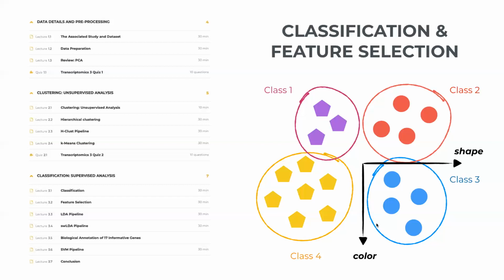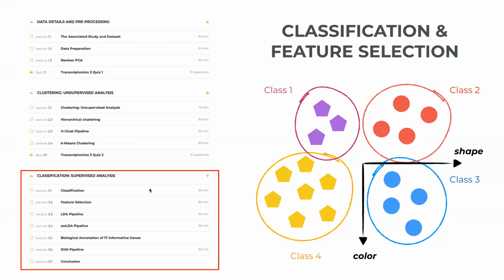So let's go a little bit further and talk about different methods of classification, as well as how feature selection works. So this is going to be the third section of Transcriptomics 3. And so as you can see today, we've kind of covered quite a bit of material. Remember that classification is also called supervised machine learning.